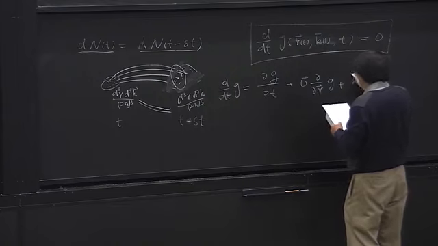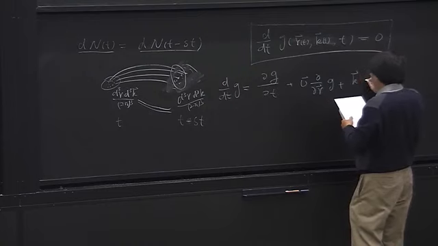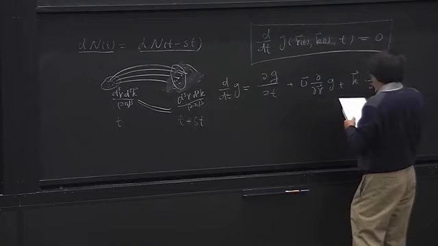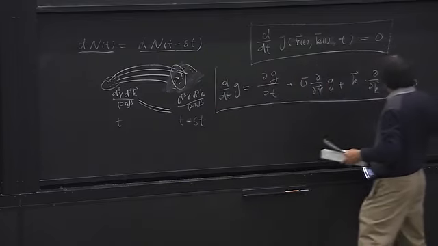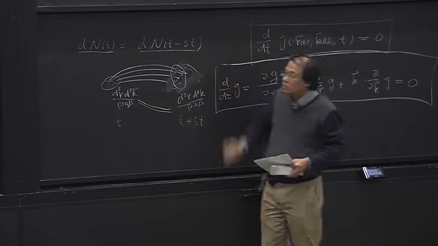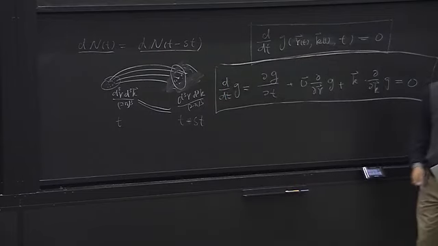Okay, let me do it this way. K dot. So this describes how the distribution evolves.